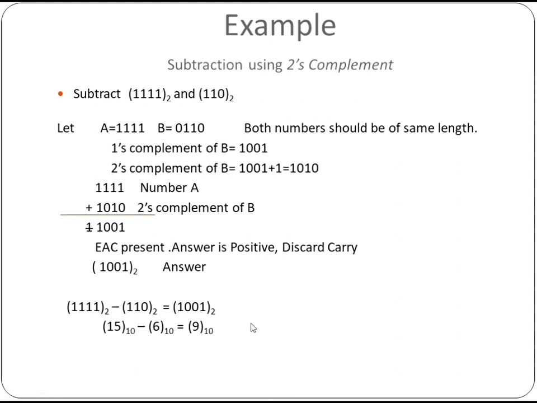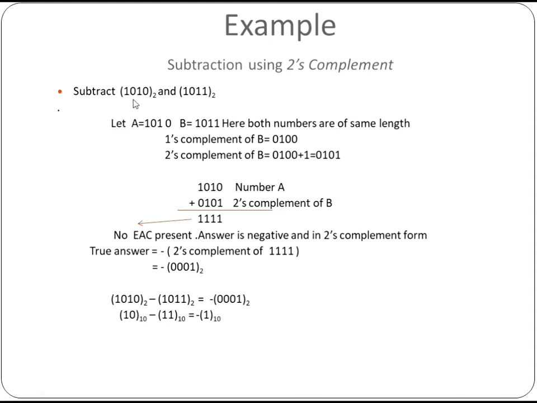We will take one more example. Subtract 1010 and 1011. Here both numbers are of same length. Take seconds complement of 1011, which is nothing but 0101. So number A is 1010, 0101 is seconds complement. Add these two numbers. So you will get 0 plus 1 is 1, 1 plus 0 is 1, 0 plus 1 is 1, 1 plus 0 is 1. There is no EAC. Means answer is negative and in seconds complement form.